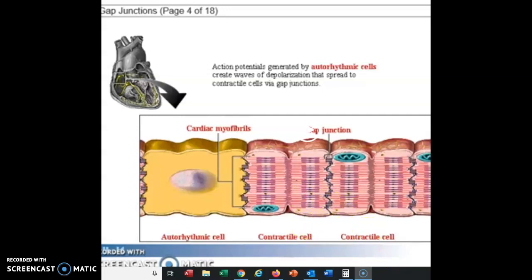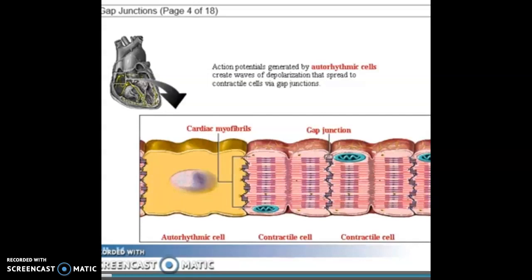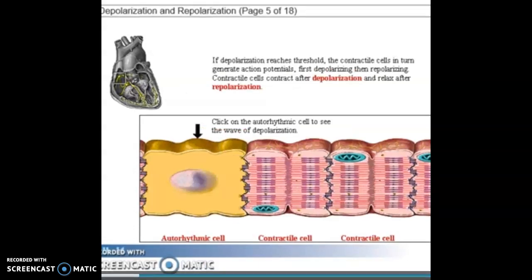Okay, so next let's look at cardiac contractile cells. Action potentials generated by autorhythmic cells create waves of depolarization that spread to contractile cells via gap junctions, and its effect on contractile cells.